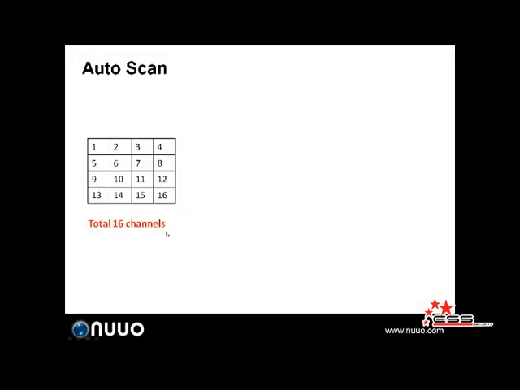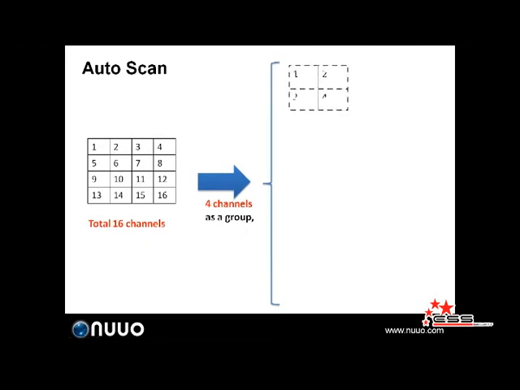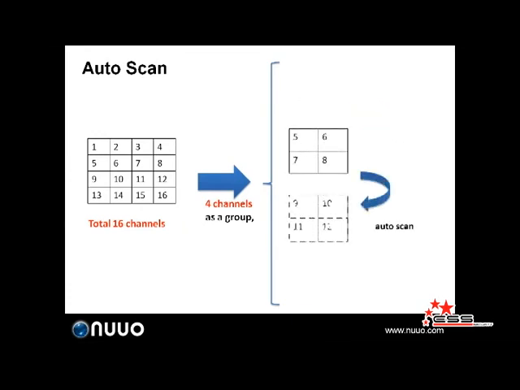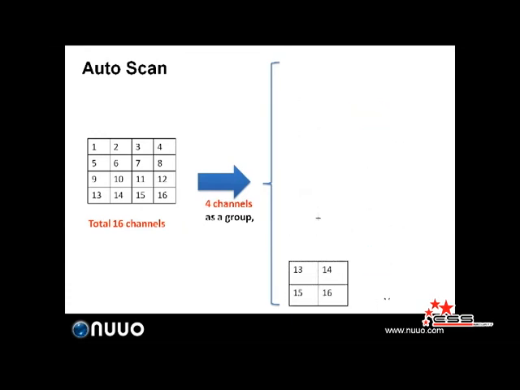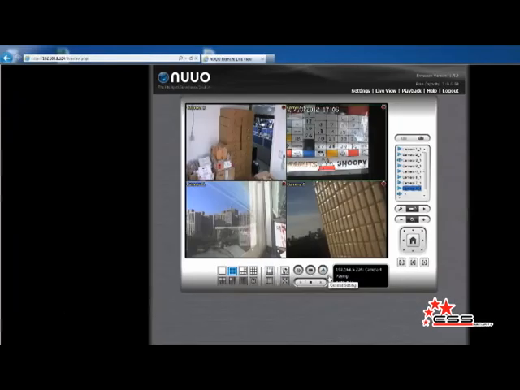When the number of cameras you wish to monitor is more than the number of channels you wish to display at a time, for example, here we have connected 16 cameras on one NVRmini2 but only want to view 4 channels at a time, the NVRmini2 can help you using the auto scan function. Setting the auto scan function is easy.